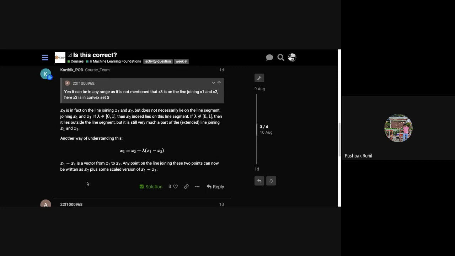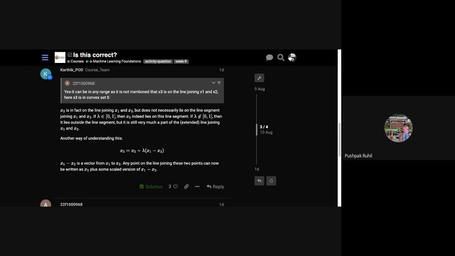So is this definition sort of clear to you? I have a doubt: what is the relation between a convex set and a convex hull? Is every convex set a convex hull? Okay, so the relation between the two, basically: will we call every convex set a convex hull?